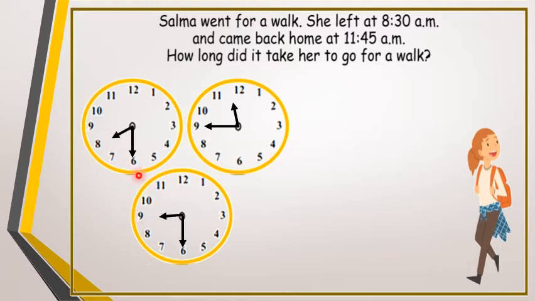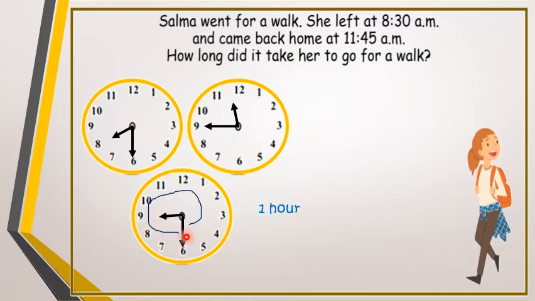Or I can do something else. I know that if the long arm moves from here to here, all this way, this means it moves a whole circle. So if I move the whole circle, the short arm will move to the next hour. So this means I move a whole hour. Here it was 8:30. If I move the long arm a whole circle, it will be 9:30.